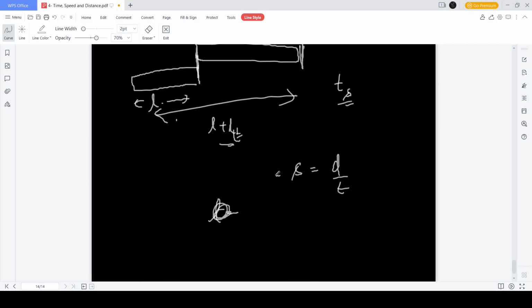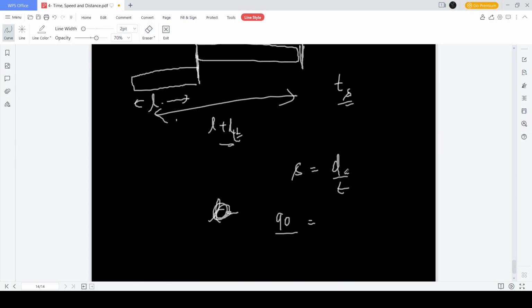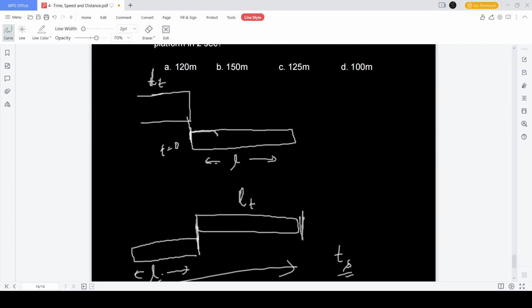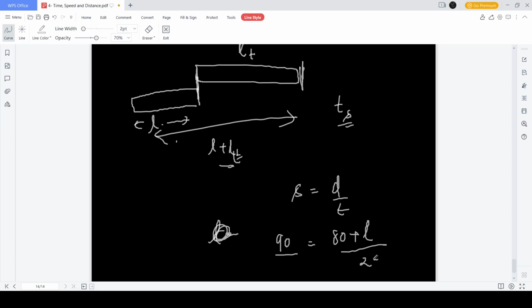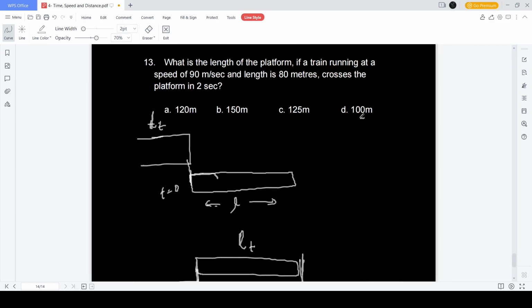Speed is what, 90 meter per second, so 90 meter per second is equal to distance, which is the length of the train, given as 80 meter, okay, 80 meter plus length of the platform divided by 2 seconds, okay. So you get that 180 is equal to, if you cross multiply, 180 equal to 80 plus length of platform. We get length of platform is 100 meters. So this is the answer.